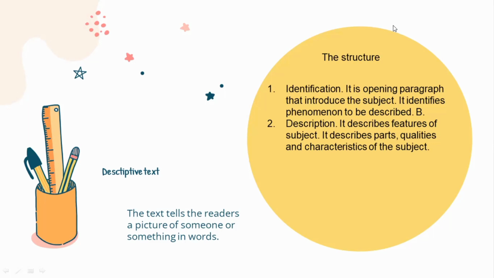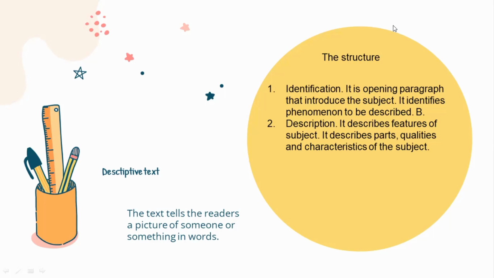Language features of the descriptive text. First, it focuses on describing a specific participant. For example, Borobudur temple or cats or birds. Second, it uses present tense. For example, Borobudur is located near Magelang. Third, it uses relational verbs: is, are, has, have. Example, turtles do not have teeth. They have a sharp beak instead.